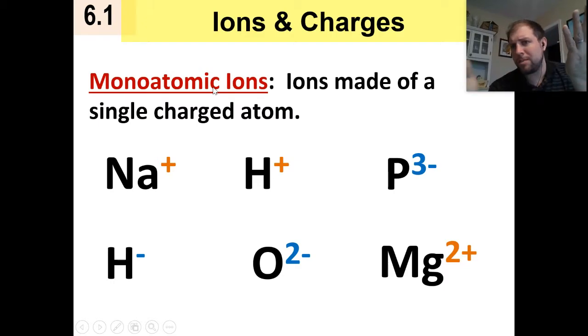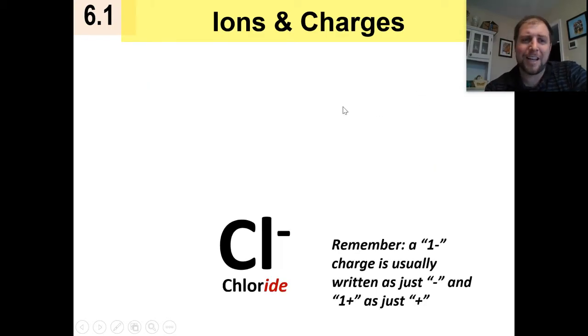You might be like, well, isn't that all ions? No, we'll learn about some other types of ions called polyatomics. They're basically molecules that have a charge and act as an ion, okay?